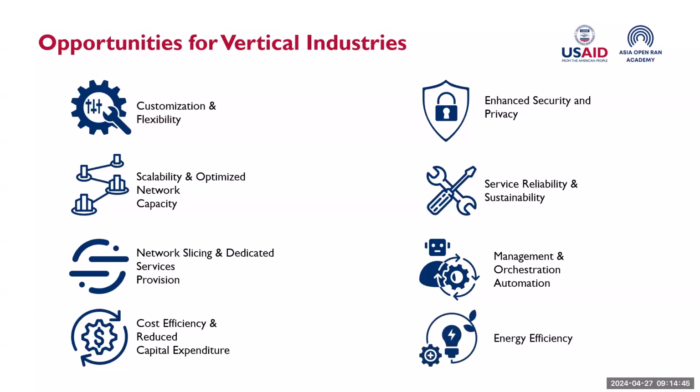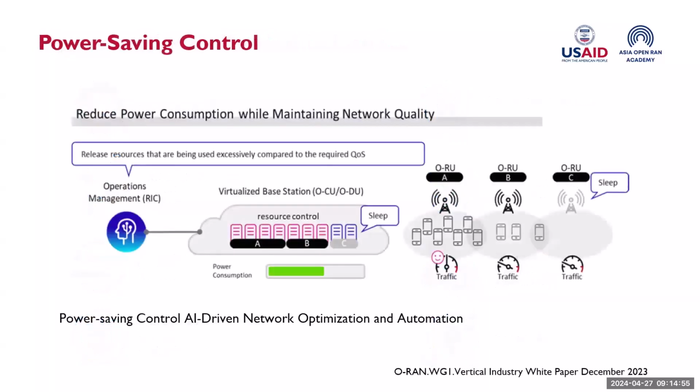So what we have seen in the US tour is that most of the organizations are very particular about the power saving feature of Open RAN. So they really want to save power on this one. No? So they want to reduce the power consumption while maintaining the network quality. So they're implementing it in the RAN Intelligent Controller. They call it the power saving xApp.